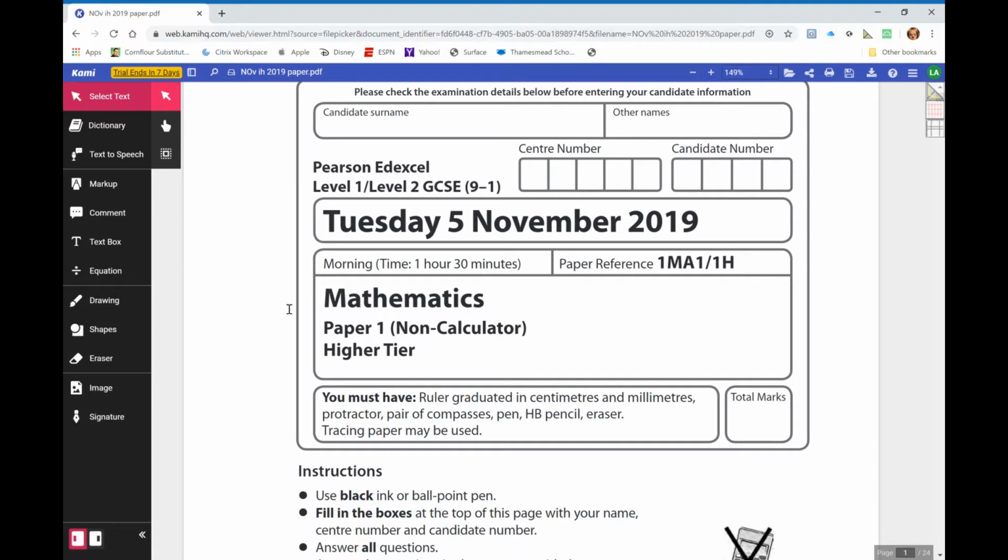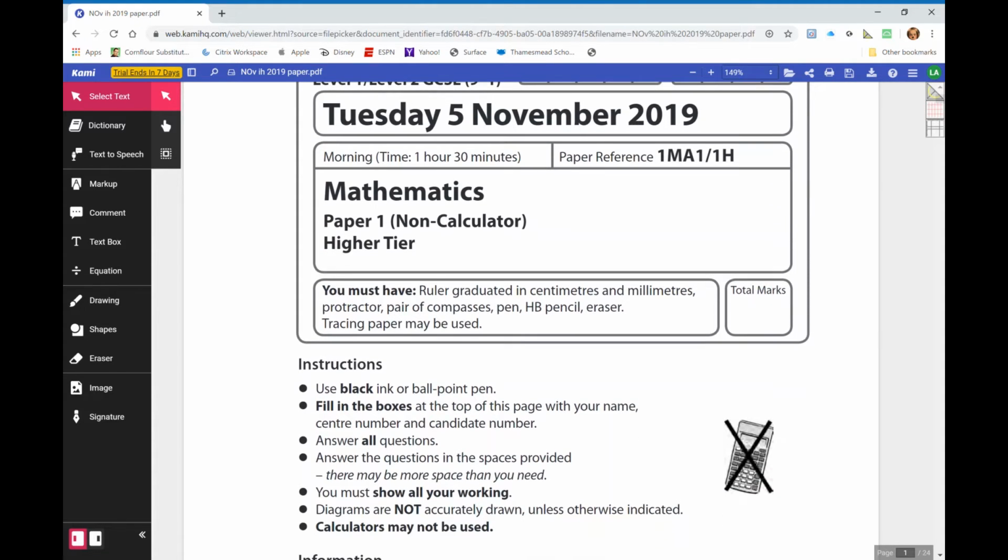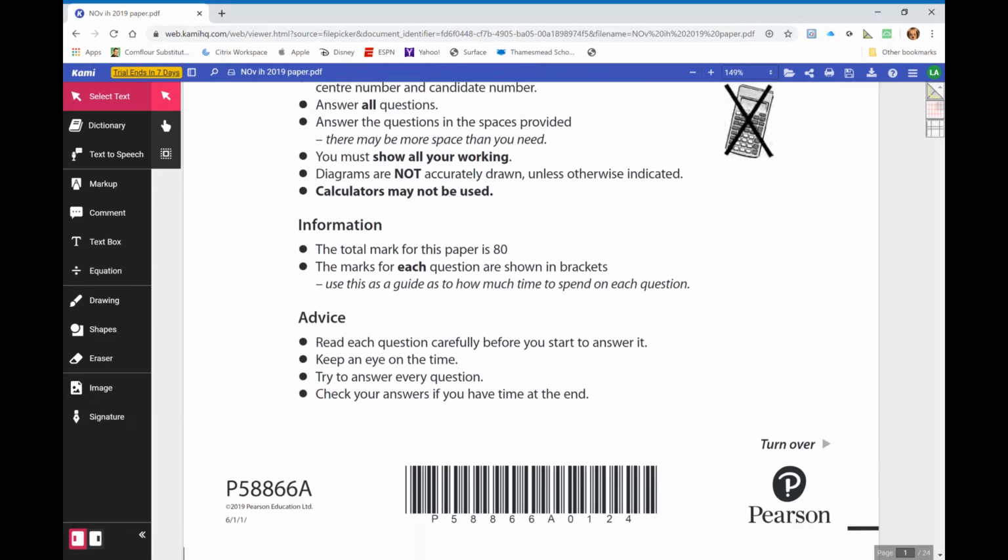Okay, so here we have the 5th of November paper, paper 1, so it's non-calculator, and I'm just going to go through the answers question by question.